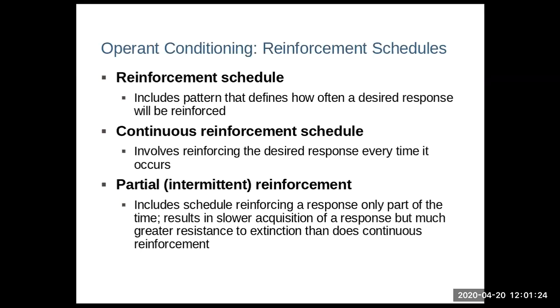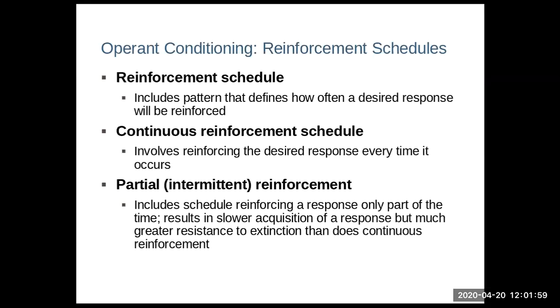So a reinforcement schedule is a pattern that defines how often a desired response will be reinforced. Even if I switch to every 2 times that he sat on the potty, he'd get an M&M, he's still making out like a bandit and getting a lot of chocolate, right? If we were to give it to him every single time, we call that a continuous reinforcement schedule. That involves reinforcing the desired response every time it occurs. So a rat in a Skinner box, every time it pushes the lever, it'll get a little pellet of food.